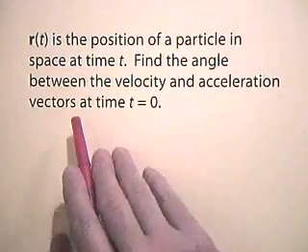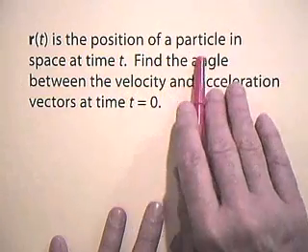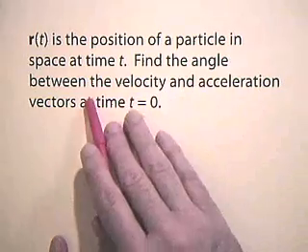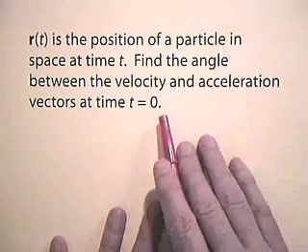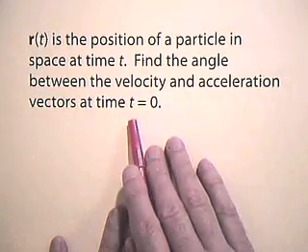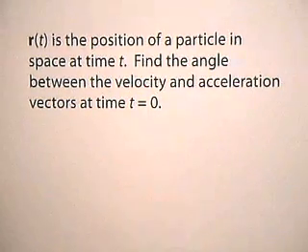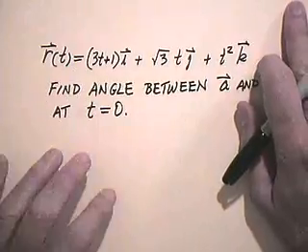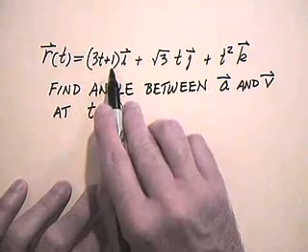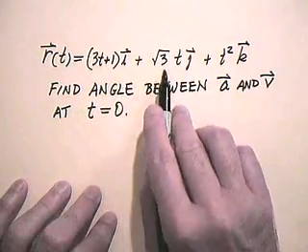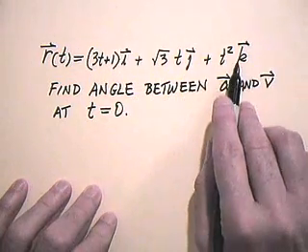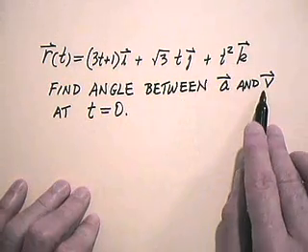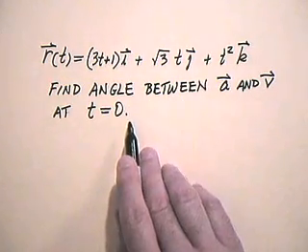r of t is the position of a particle in space at time t. Find the angle between the velocity and acceleration vectors at time t equals 0. Here, I have the vector function r of t equal (3t plus 1)i plus square root 3 t j plus t squared k, and I want to find the angle between the acceleration and velocity at t equals 0.